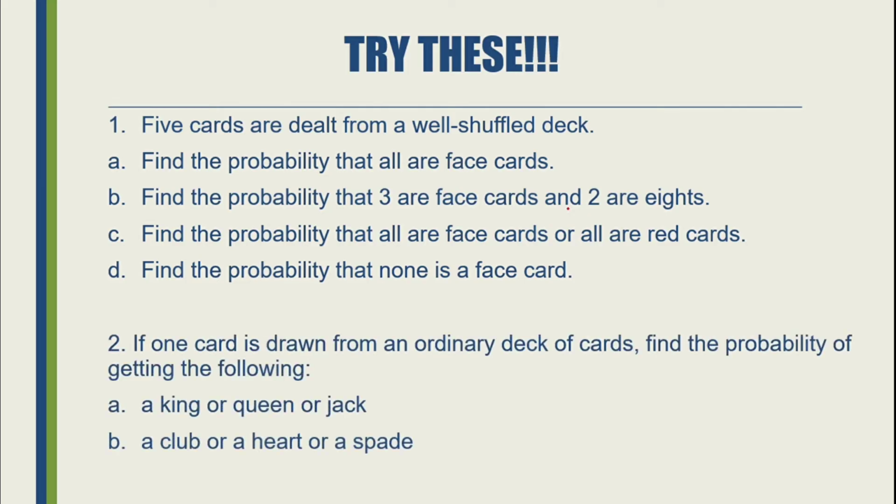For number 2, if 1 card is drawn from an ordinary deck of cards, find the probability of getting the following: a king or a queen or a jack, and a club or a heart or a spade.